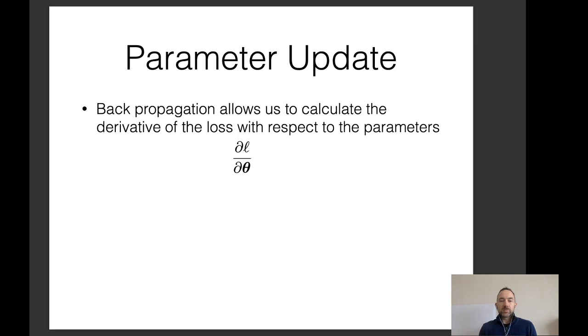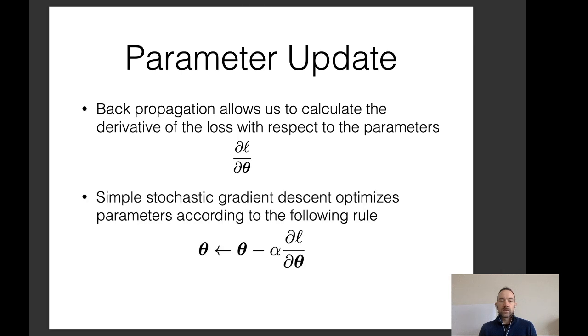With the parameter update, backpropagation then allows us to calculate the derivative of the loss with respect to the parameters. And simple stochastic gradient descent optimizes parameters according to the following rule. Essentially, we have our derivative of the loss with respect to the parameters, and we subtract it, multiplied by the learning rate alpha, and update the parameters to their new value.